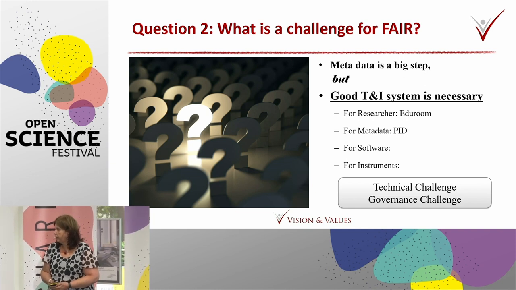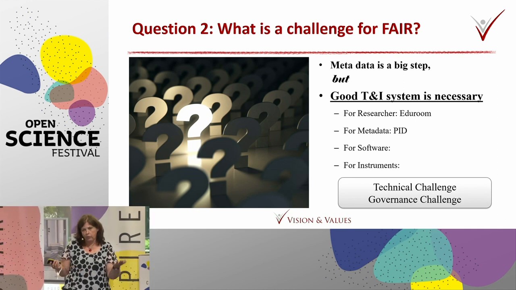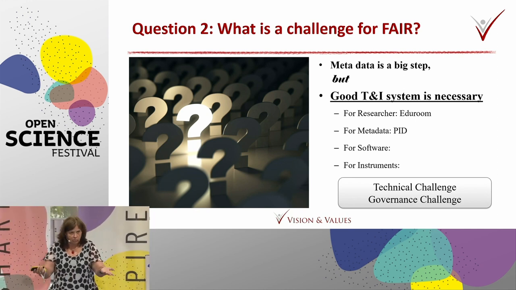Metadata is a big step. A good trust and identity system is necessary. We do it for the researchers. We have the EduRoam. You have EduRoam, I think. So you have the trust and identity system. The system knows who you are.